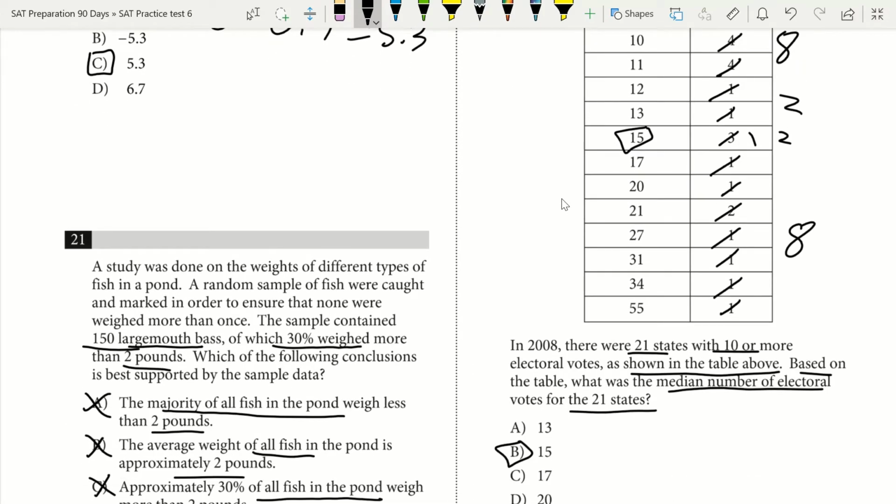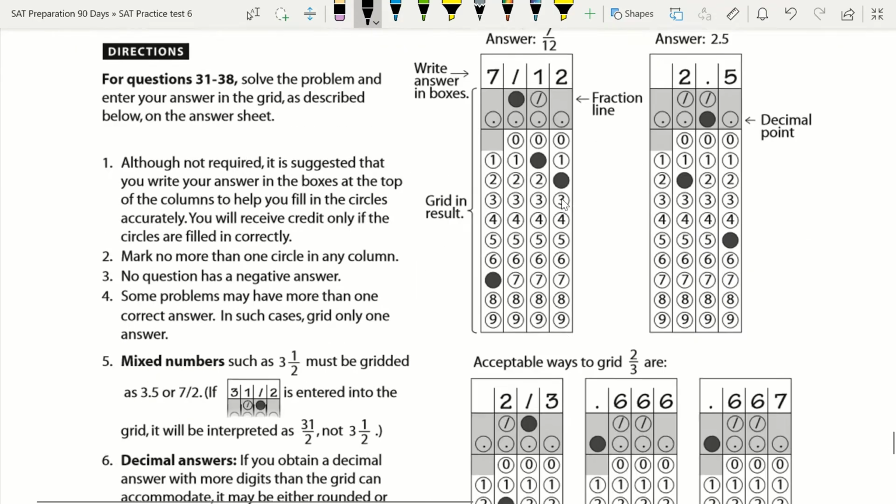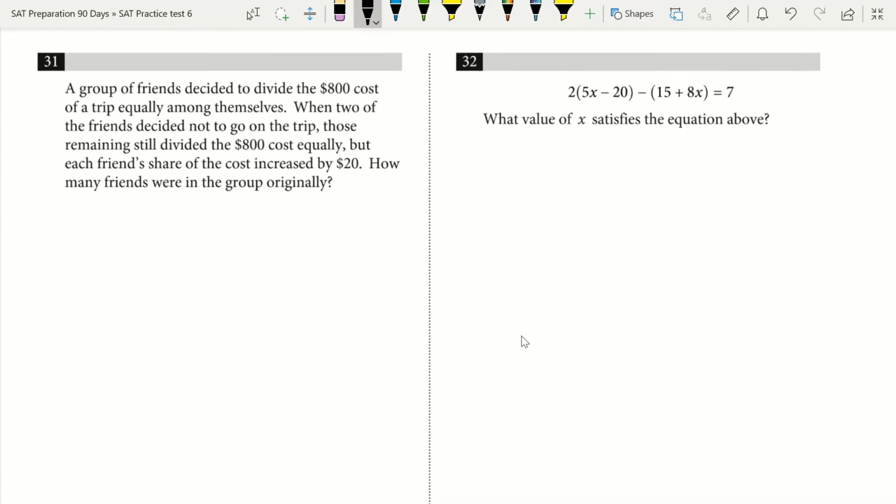So now keep in mind at this point, this is where we switch over to questions 31 through 35, since we just answered 22. Alright, a group of friends decided to divide the $800 cost of a trip equally among themselves. When two of those friends decided not to go on the trip, the remaining friends still divided the $800 cost equally, but each friend's share of the cost increased by $20. How many friends were in the group originally?